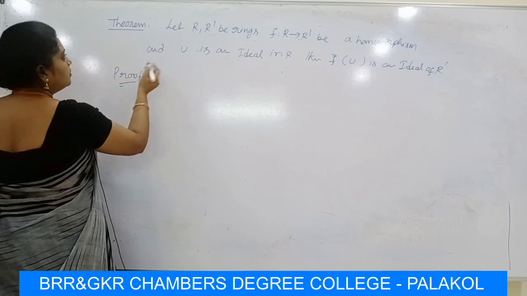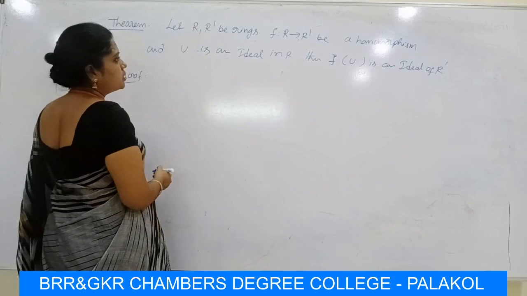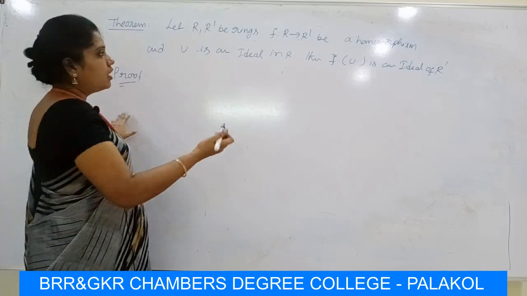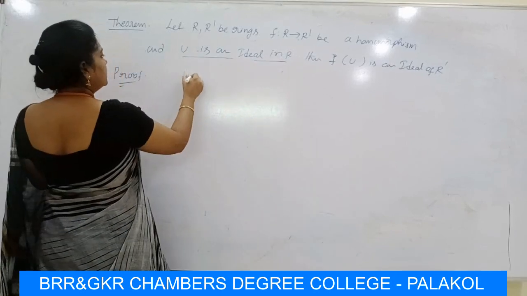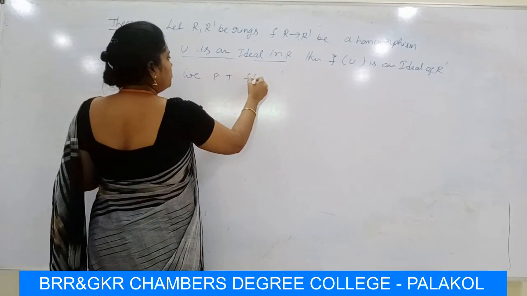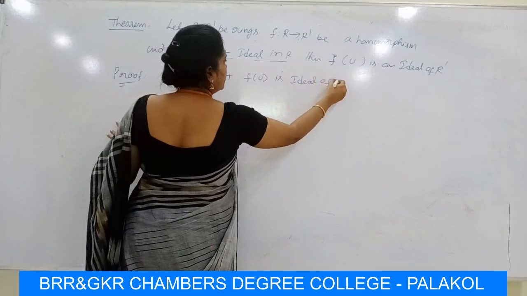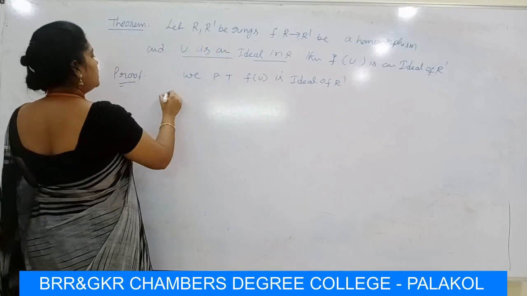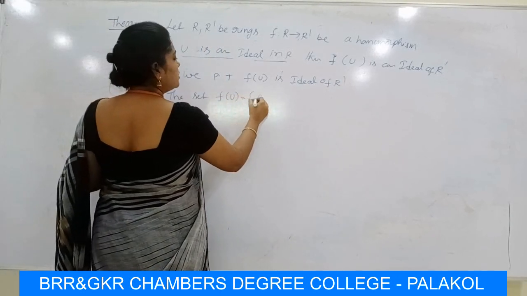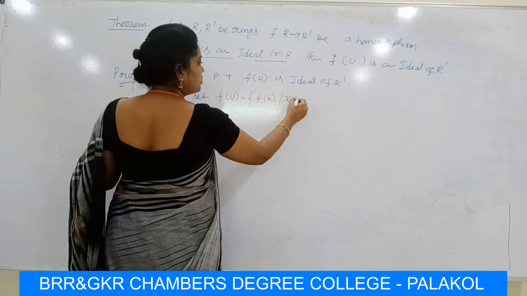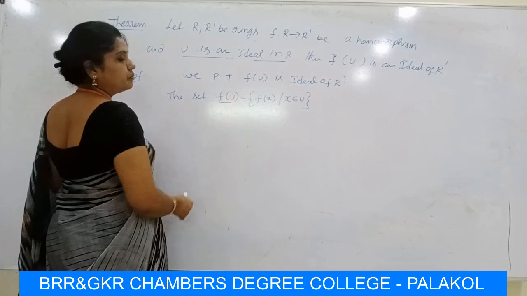Proof. We assume that R, R dash are two rings and F maps R to R dash is a homomorphism, and also given that U is an ideal of R. We prove that F of U is an ideal of R dash. So this set F of U contains images F of x such that x belongs to U. Then its image F of x belongs to F of U.